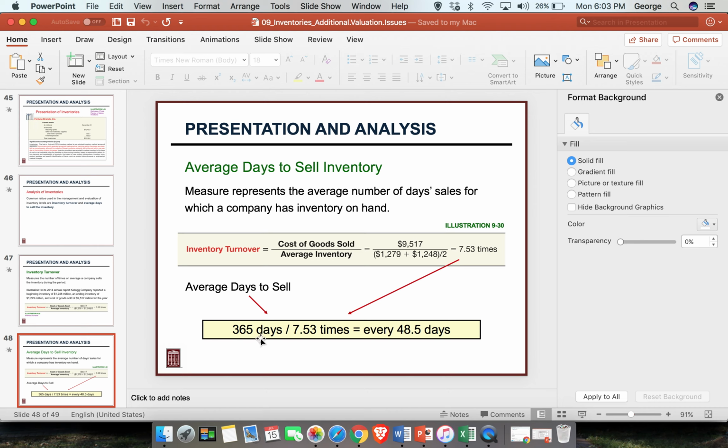Average days to sell, we just take 365 days. We know what that is, right? And divide by the inventory turnover. And so in this case, it takes us 48 days to sell our inventory. So take 48.5 times 7.53. I bet you're somewhere close to 365.